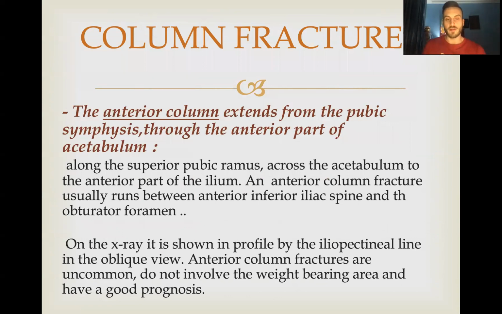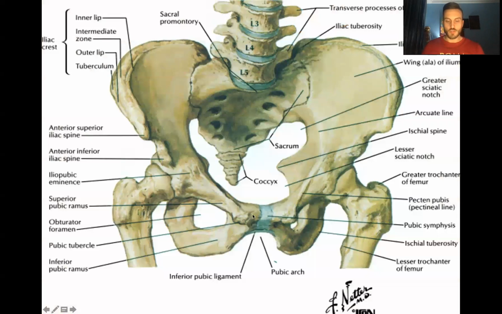So what are the column fractures that I told you about? The anterior column extends from the pubic symphysis through the anterior part of the acetabulum. This is called the anterior column. So along the superior pubic rami across the acetabulum to the anterior part of the ilium, all of this is the anterior column. On X-ray, we have the iliopectineal line. So if you look at the acetabulum here, this is the anterior wall, this is the pubic symphysis. So all of this area is called the anterior column, sorry.